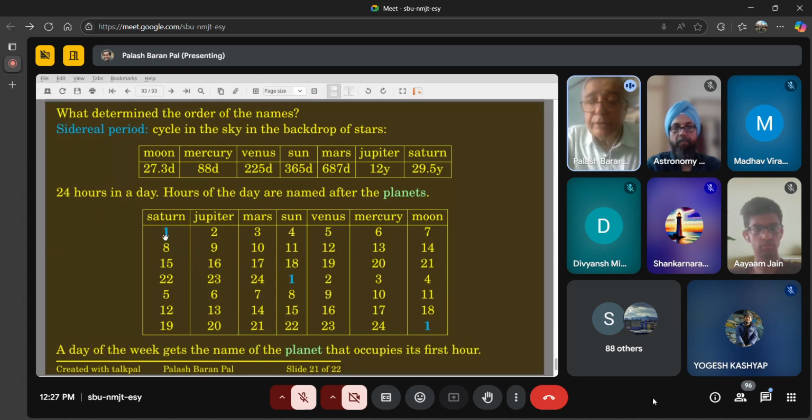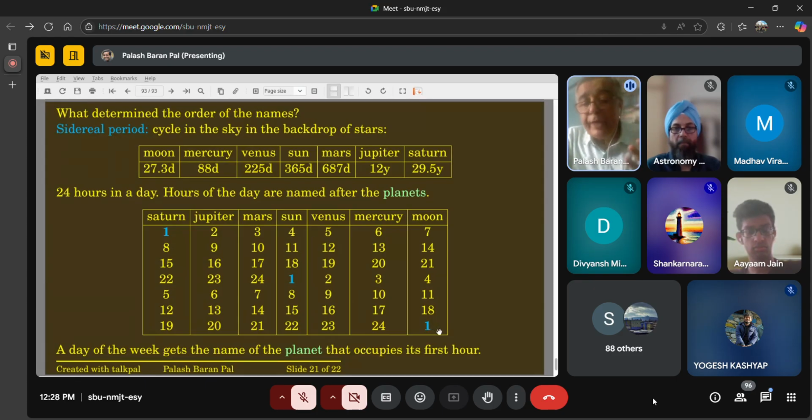And the first hour belongs to Saturn, the second to Jupiter, third to Mars, and it goes like this until the 8th hour is again Saturn, 15th hour is again Saturn, 22nd is again Saturn, 23rd is Jupiter, 24th is Mars. That's the end of the day. The new day starts. Now, after the Mars, there is the Sun. So it's a Sunday. Again, 1, 2, 3, 4, you go on until you reach Mercury on the 24th hour. So the next day, after Mercury, there is the Moon. So the first hour belongs to the Moon. So it's the Moon's day or Monday.